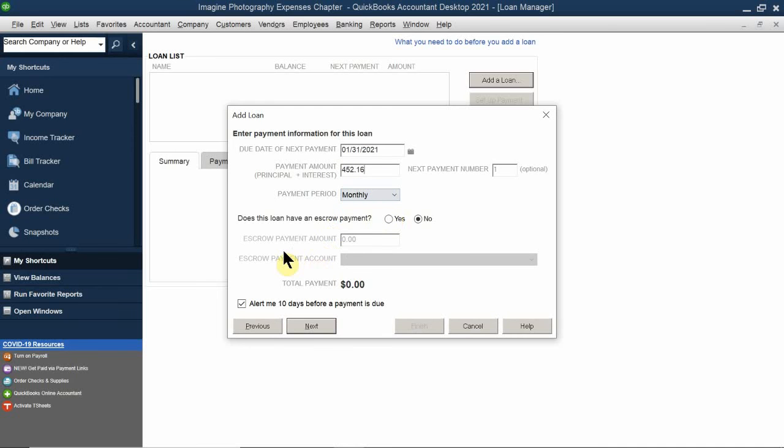Now the next section says, does this loan have any escrow or anything like that? In this case, if it's a house loan, you have to pay additional fees on top of that.